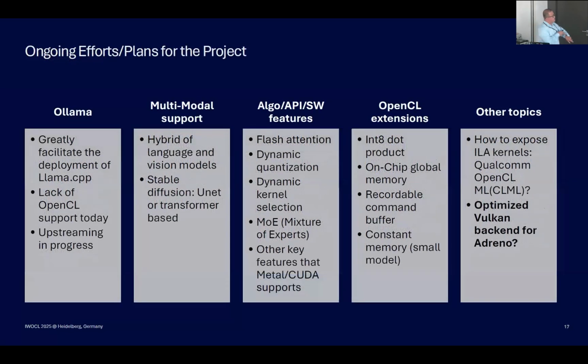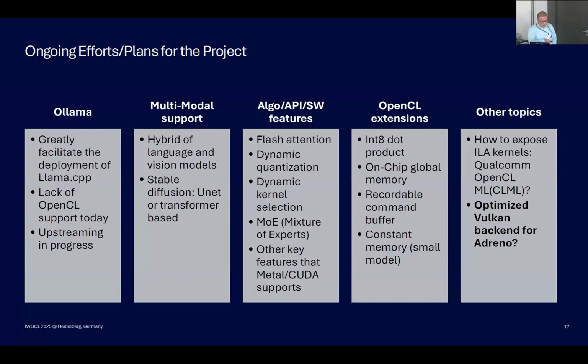So, ongoing efforts and plans for this project. There are multiple things on the to-do list. Ollama is also a very popular project. For people who don't know, if you search Ollama, maybe the stars are even more than Llama. We also work on this. Right now, the Llama project doesn't have OpenCL support, so it requires some glue logic, a hookup between the Llama framework and OpenCL. Adreno is really a tool, or you can think of it as a wrapper, that makes deploying large language models with Llama.cpp a lot easier for different platforms.